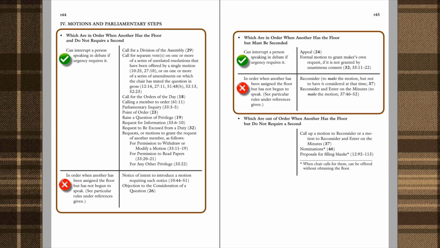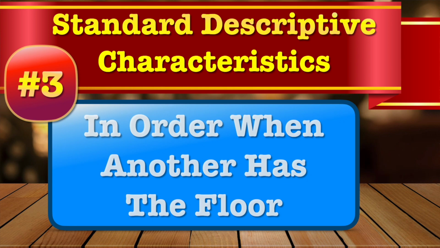But we have quick access to the list of the exceptions here, and we can almost safely assume that if it's not on this list, it is out of order when another has the floor. That covers standard descriptive characteristic number 3, which tells us whether a motion is in order when another has the floor.